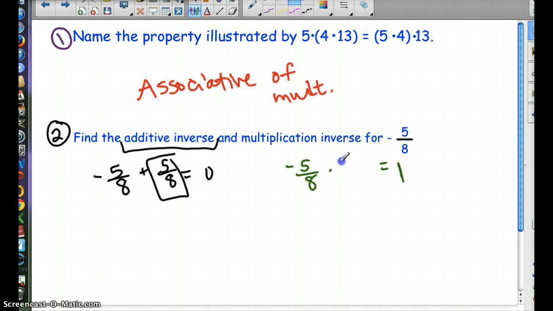Multiply by the reciprocal, 8 over 5, and a negative times negative is a positive, so it's going to be a negative 8 over 5. All right, very good. We're using our properties. That's great.